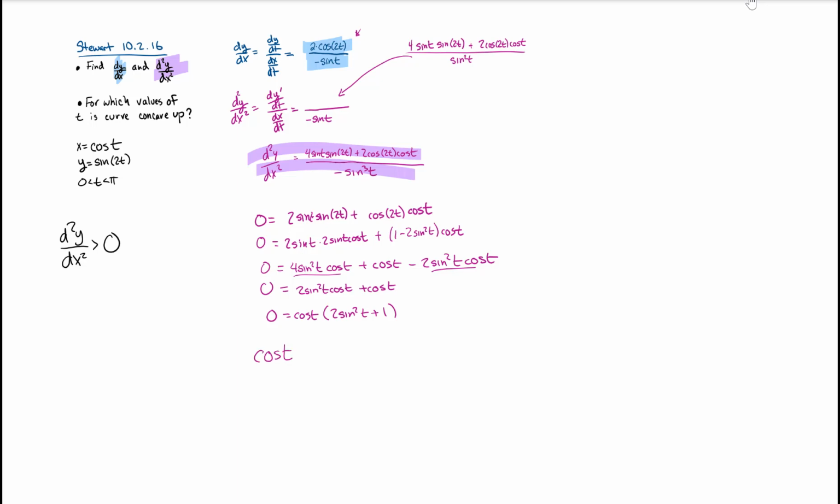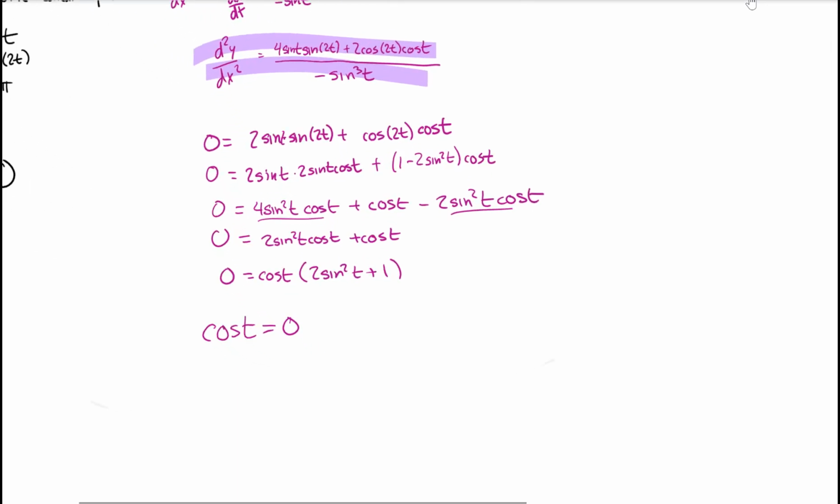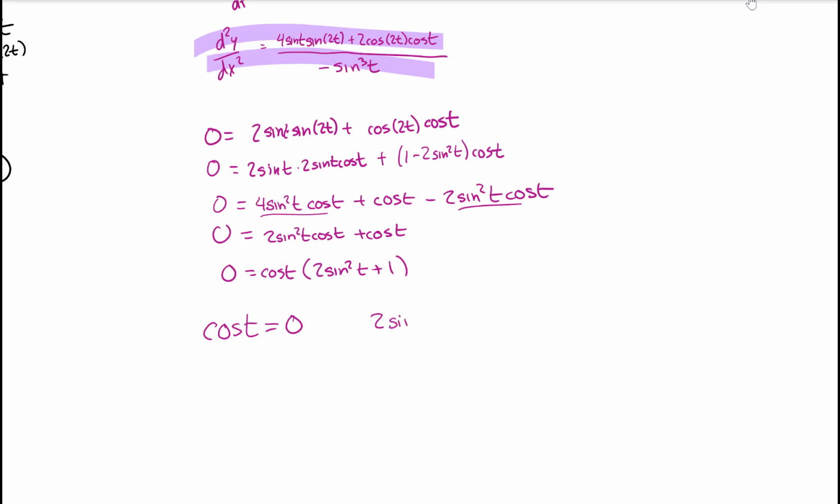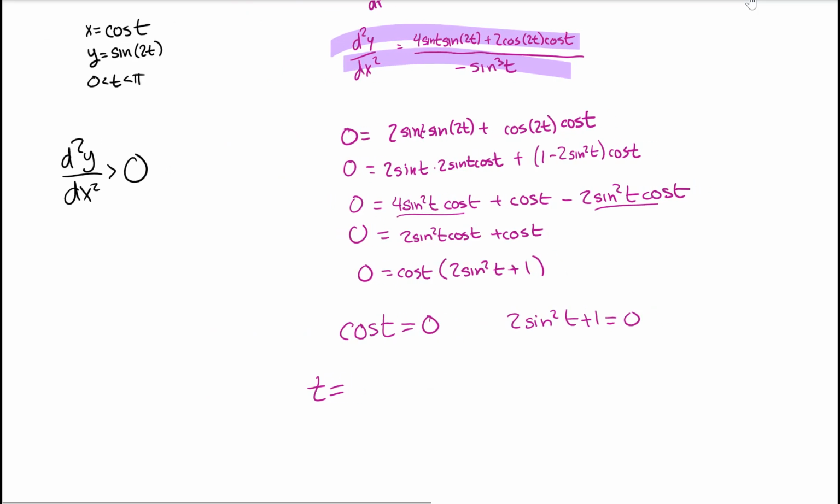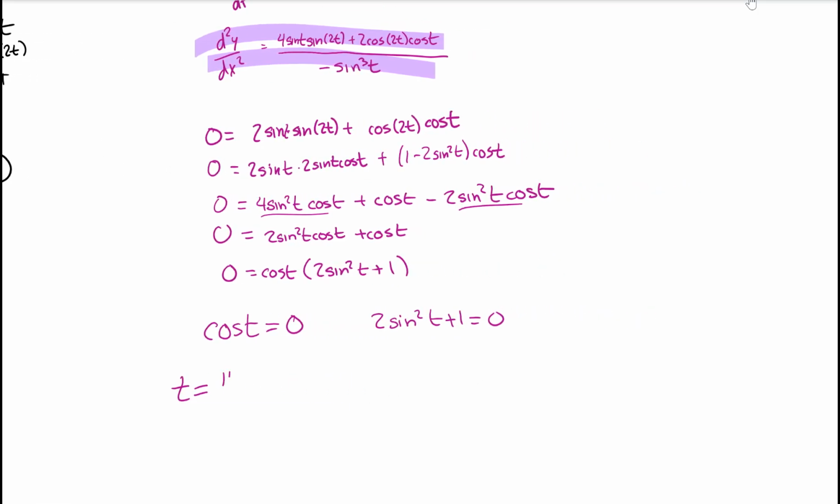So we can say that cosine of t is equal to 0, or we can say that 2 sine squared of t plus 1 is equal to 0. Well, cosine equals 0 at all odd multiples of pi over 2, so in that interval between 0 and pi, we're going to get pi over 2. That's the only one. 3 pi over 2 works too, but that's not in the interval. So let's go deal with our other one over here.